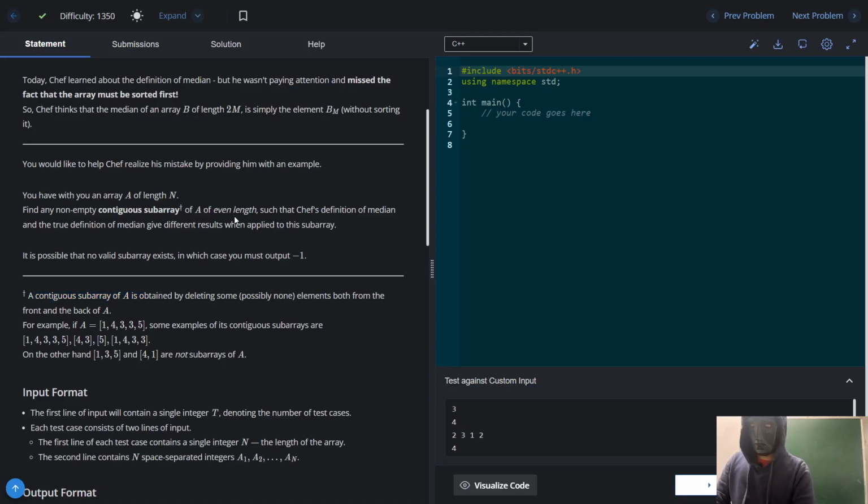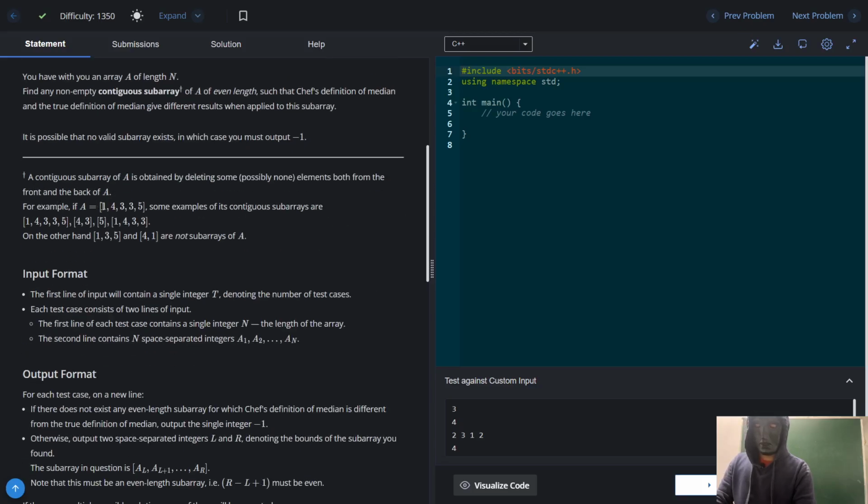So we have a subarray of A of even length. We'll have to find a contiguous subarray of A of even length such that Chef's definition of median and the true definition of median give different results when applied to this subarray. It is possible that no valid subarray exists, so in such a case we need to output -1.